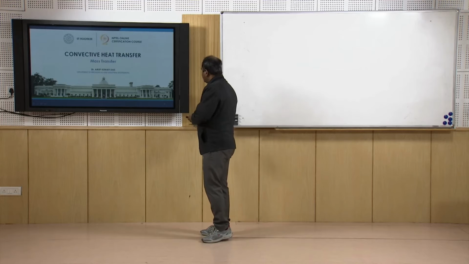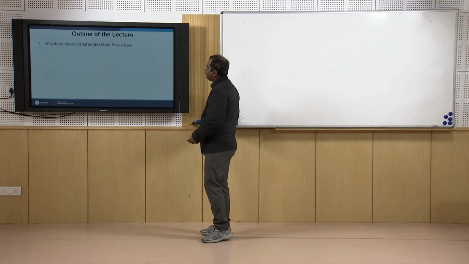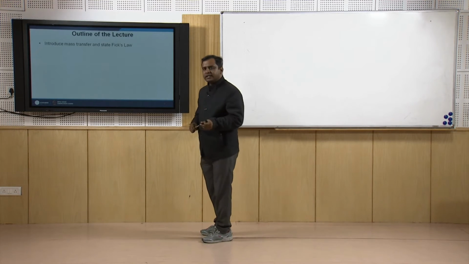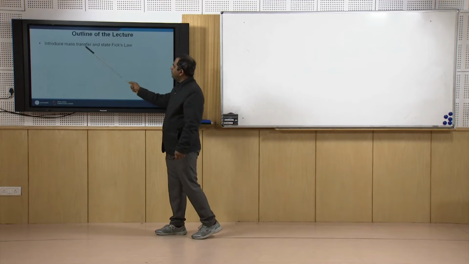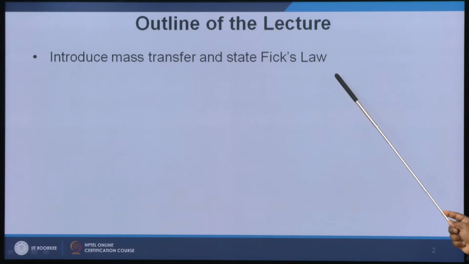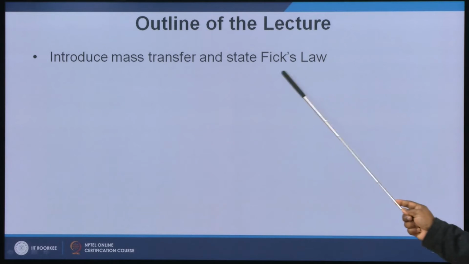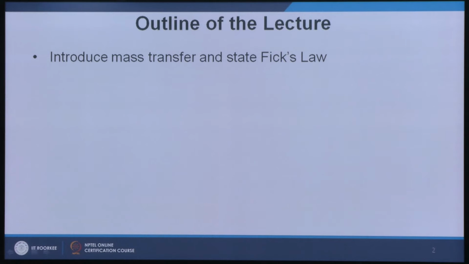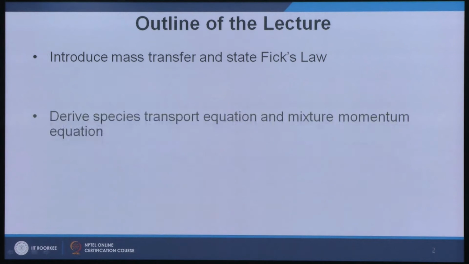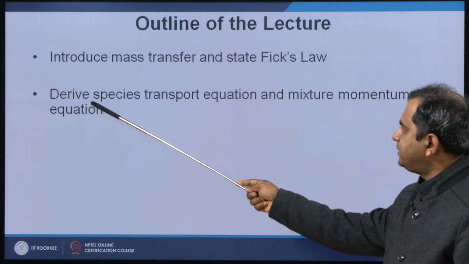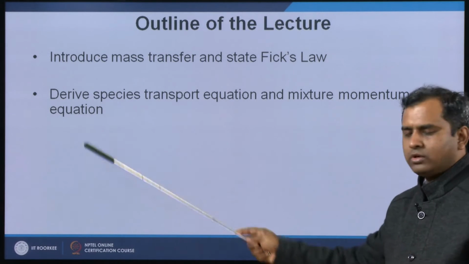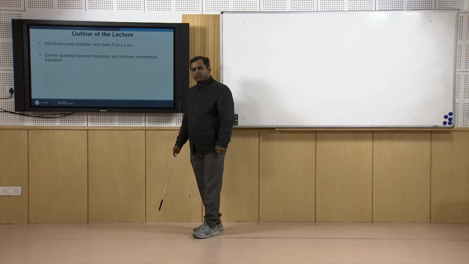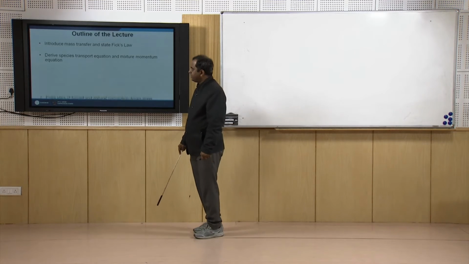Let me first tell you what outline we are going to follow in this lecture. First, we will be introducing what mass transfer is. Then we will go for the Fick's law derivation. So, we will be deriving Fick's law and state what Fick's law says. Next, we will be deriving the species transport equation and finally give you the mixture momentum equation, the momentum equation for the overall mixture of different species.